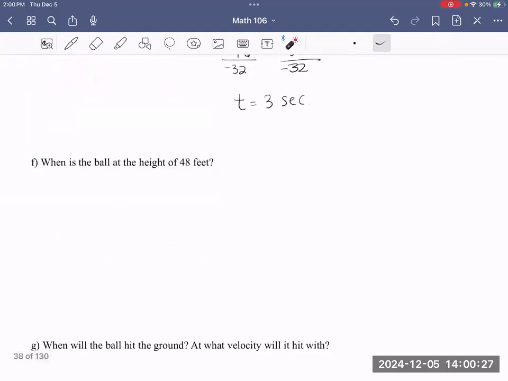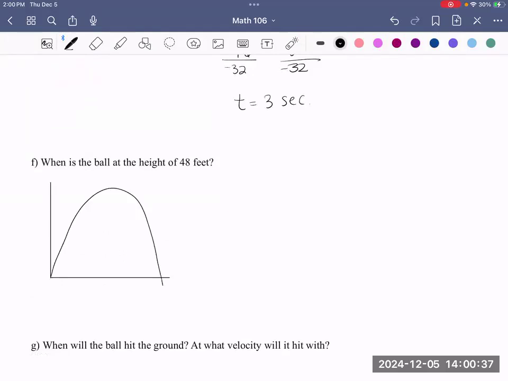So it says, when is the ball at the height of 48 feet? Well, keep in mind what we know so far about your graph, right? If this is your graph here, we said at 2 seconds, we're at 64 feet here, and that's 0. So let's say this is about 48 feet here. How many different solutions can we achieve at 48 feet? We should have 2 solutions at 48 feet, right? We need to figure out what those solutions are.